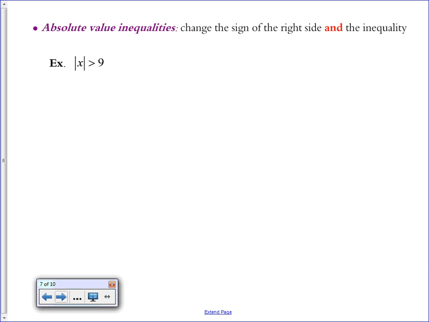Absolute value inequalities are very similar to the equations, but when we solve these, we're going to change the sign of the right side of the equation like we've been doing and the inequality sign in our second equation. So it still has two solutions.